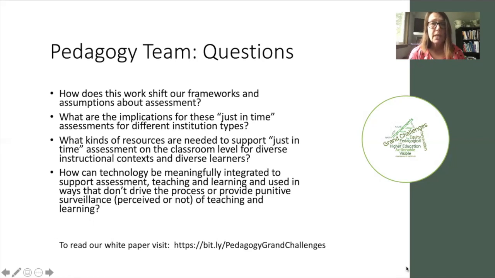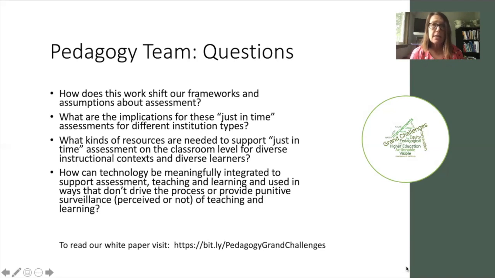It probably also comes down to a resource issue in terms of the resources and support we can provide to faculty and the types of resources needed for these ongoing assessment kinds of things. And that also comes into account here with our third question about what kinds of resources are needed to support these just-in-time assessments on the classroom level. Again, with that responsibility falling more to the faculty member. So we have a diverse instructional core, and then we also have a diverse institutional context, and we have diverse learners who are coming in to post-secondary settings.